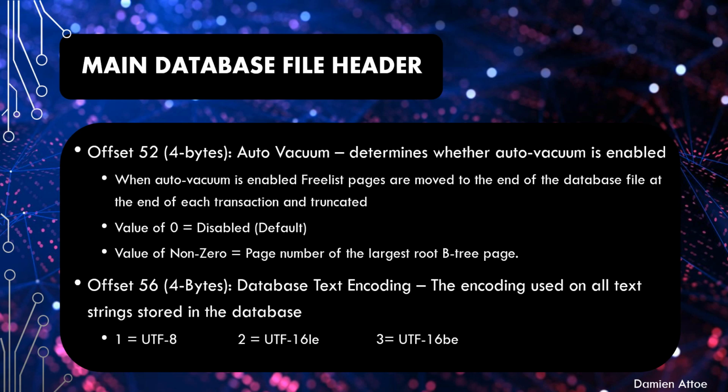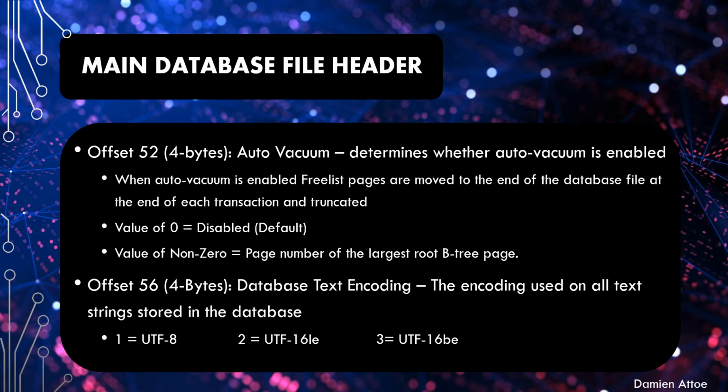Offset 52 for 4 bytes determines whether auto vacuuming is enabled on the database. When auto vacuuming is enabled, all freelist pages in the database are moved to the end of the database file at the end of each transaction and truncated. This shrinks the main database file, and from an examination standpoint, we lose the ability to recover deleted records from the freelist. When this 4-byte value is set to 0, auto vacuuming is disabled, which is the default value. But when the value is non-zero, it will denote the page number of the largest root B-tree page.